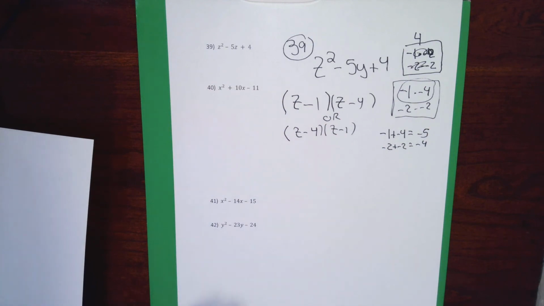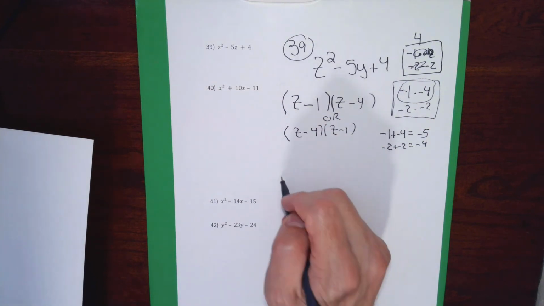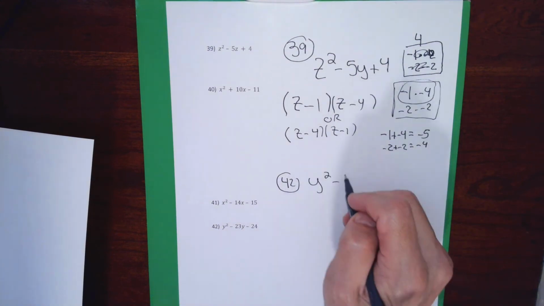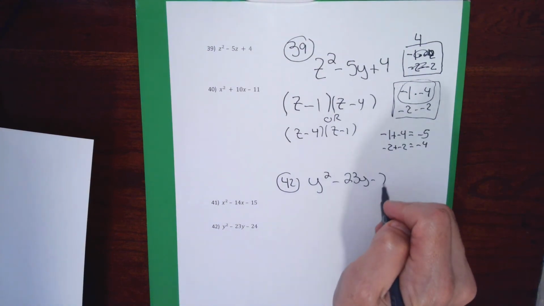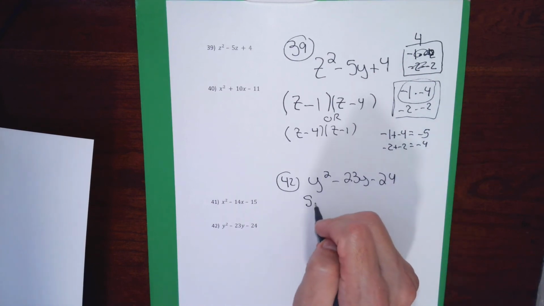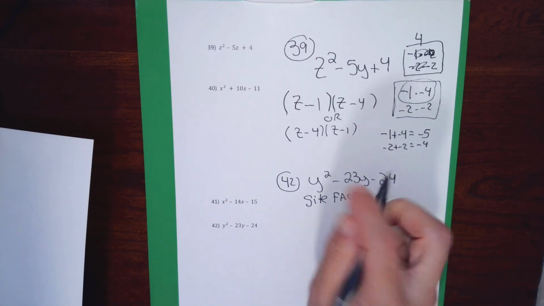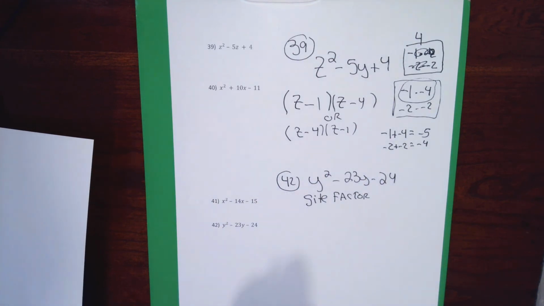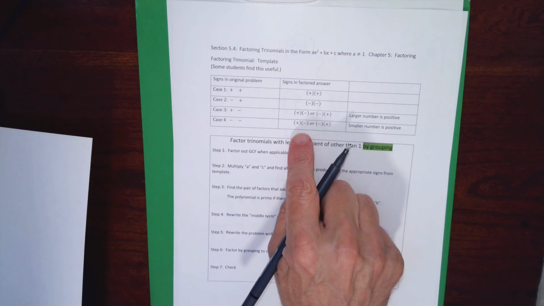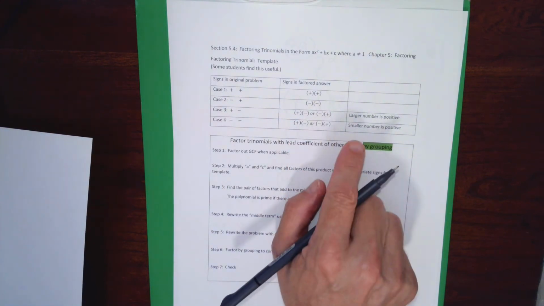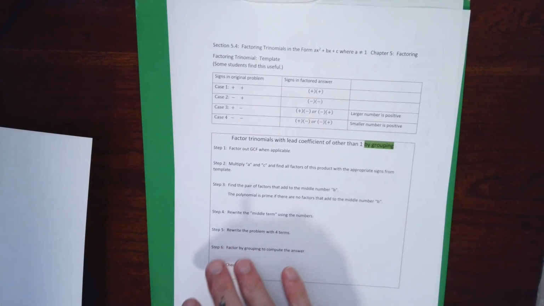I'll do 42, you can do 41. For 42, trying to factor y squared minus 23y minus 24. It's a cite factor. It's 3 terms, but there's not a number in front of the square term. If there was a number in front of the square term and I couldn't factor it out as a GCF, I'd have to write as 4 terms and factor by grouping. Another one with the bottom row of my template. I think this is the hardest row of the template, so I like to beat it up. So I need minus, plus, plus, minus numbers, smaller number, positive.